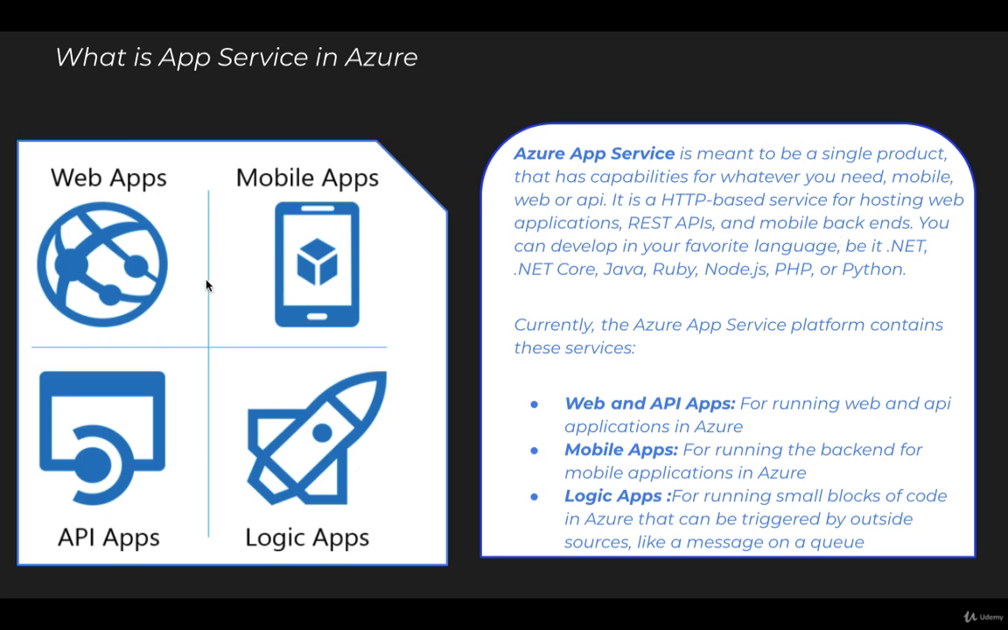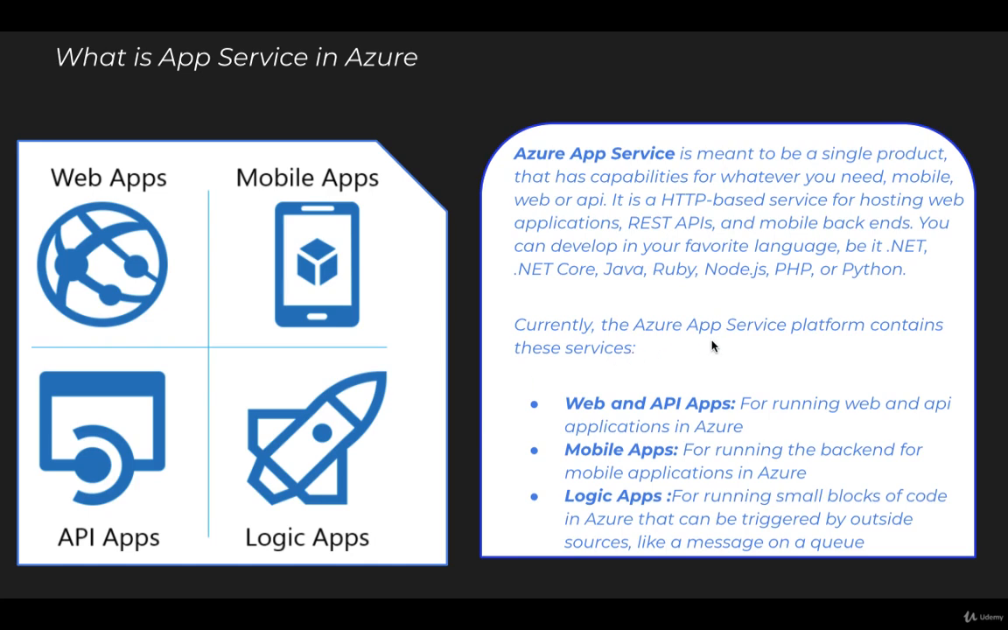For developing all these apps or web applications, any application that you build, static or dynamic, you'll be developing in a certain kind of language. It could be HTML, .NET, Java. In Azure there are numerous options and there is no restriction, and you can develop in your favorite language. It could be .NET, .NET Core, Java, Ruby, Node.js, PHP or Python. You can use any of these languages to develop different web apps or mobile apps.